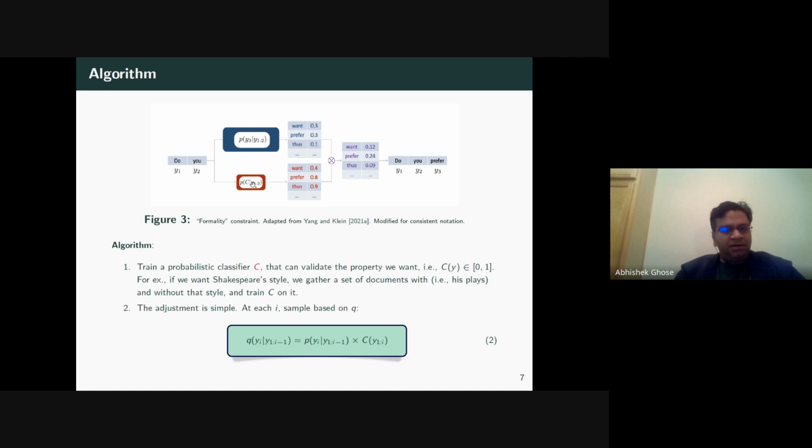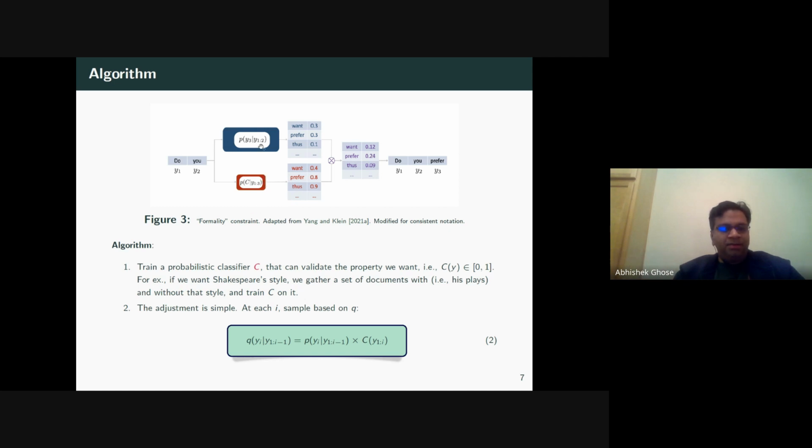Now you have the constraint model, and in the case of FUDGE, the constraint model is a classifier that can take a string and give you a confidence value of how much it satisfies your constraint. So you can give it an English string, and this constraint in this example will tell you it's very formal, so that's a score of 1, or it's not formal at all, that's a score of 0, or it is somewhat formal, maybe that's a score of 0.2. So you have this model C which encapsulates your constraint, and it gives you a score of the extent to which your constraint is satisfied.